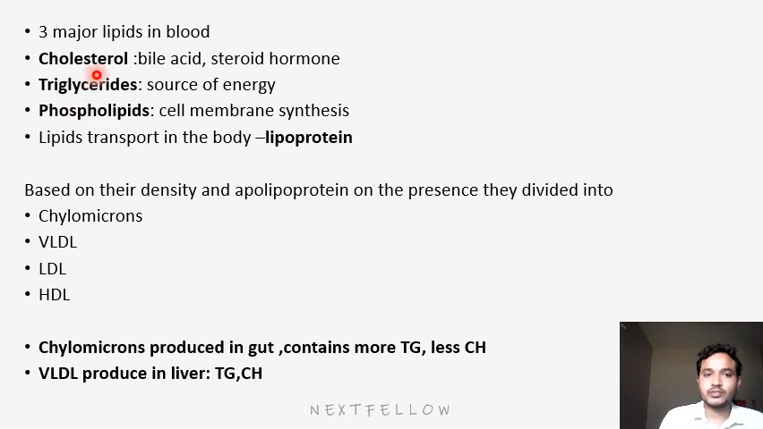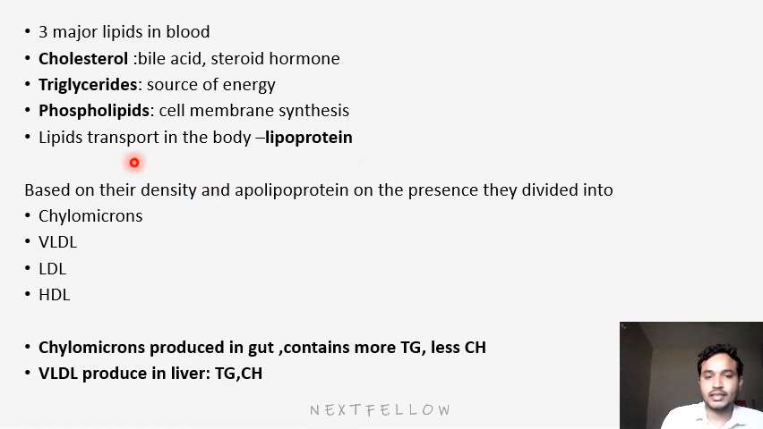Cholesterol is a major source for bile acid synthesis and steroid hormones. Triglycerides are used as a source of energy in muscles, and adipocytes also use them as a source of energy. Phospholipids are used for cell wall synthesis. These major lipids are transported in the body with the help of lipoproteins. This is an MCQ.